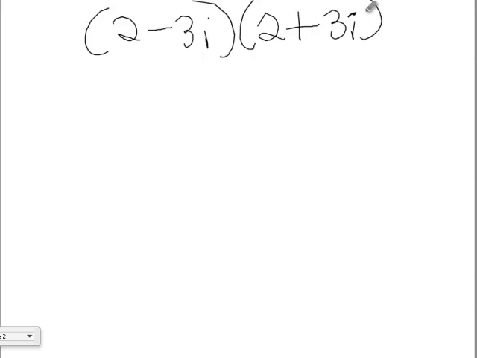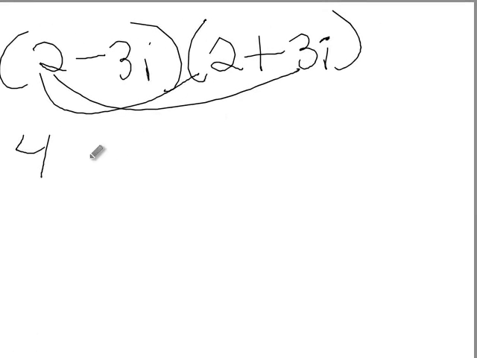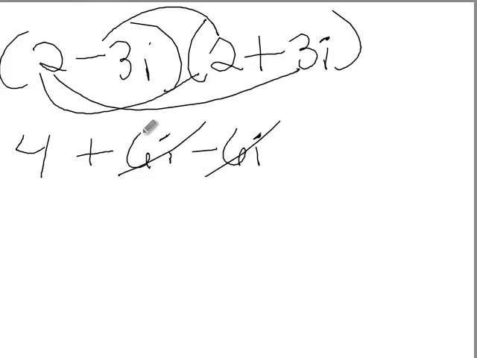Notice that if these were x's, we would have called this a difference of squares, because it is. The only difference between the two binomials is one has a plus and one has a minus. So watch what happens when we multiply them. We get 2 times 2, which is 4, and then 2 times 3i gives us a 6i. And because this one has a negative, when you do negative 3i times 2i, you get a negative 6i, and the middle terms cancel. And then negative 3i times positive 3i is a negative 9i squared.